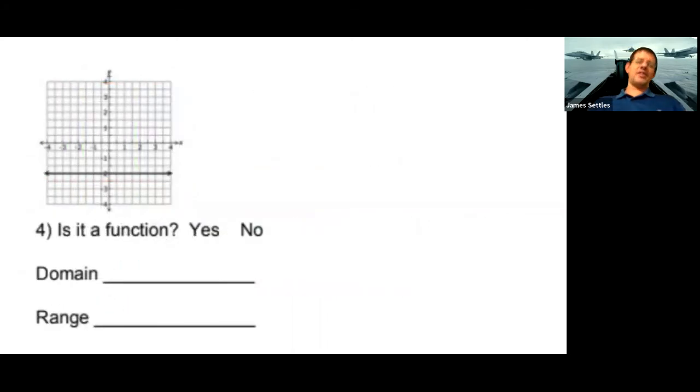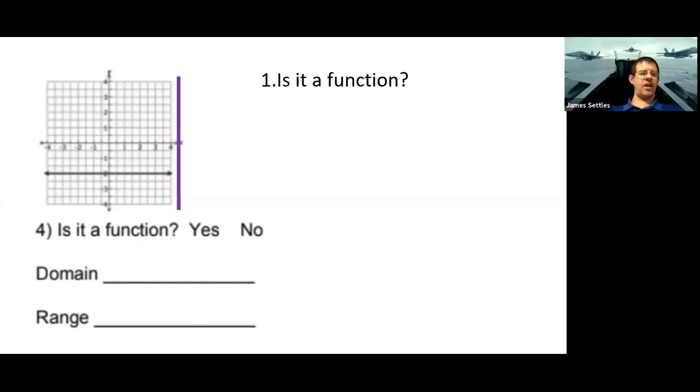I don't really like this one, but we'll do it real quick. So first off, we have a rule. Well, let's do function first. Is it a function? So vertical line, ever touch that twice? Nope, definitely not. So this is a function.